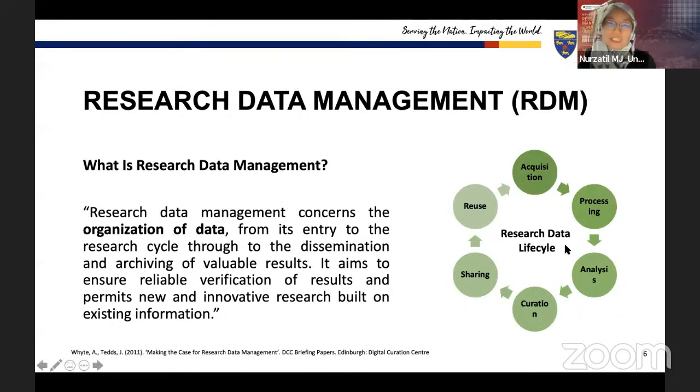Okay, now the third terminology, I guess this is the whole idea of this sharing session, is research data management. What is research data management? It's about the organization of data. If you look at the diagram here, this is a general diagram. Some people use 5 stages, some use 6, but pretty much they have a quite similar basic skeleton of what the research data lifecycle is all about.